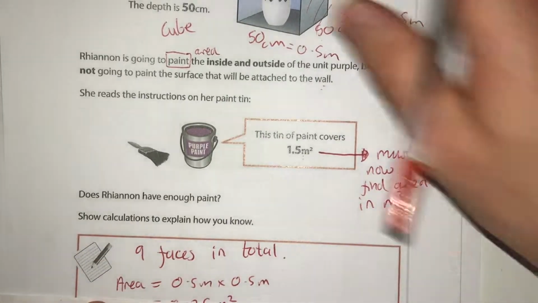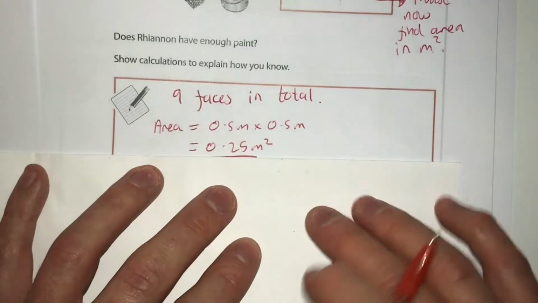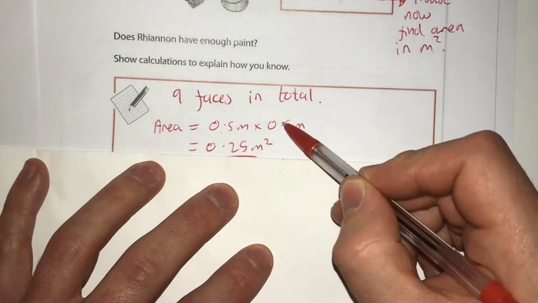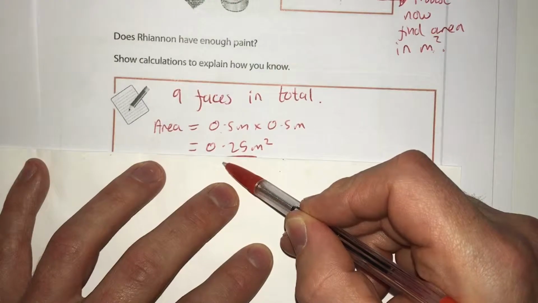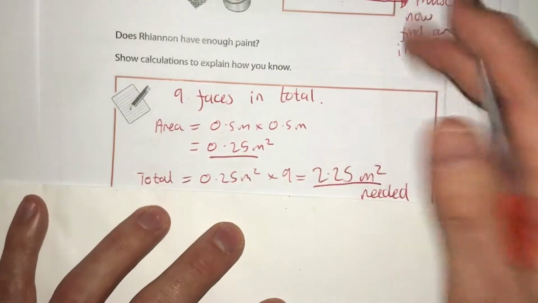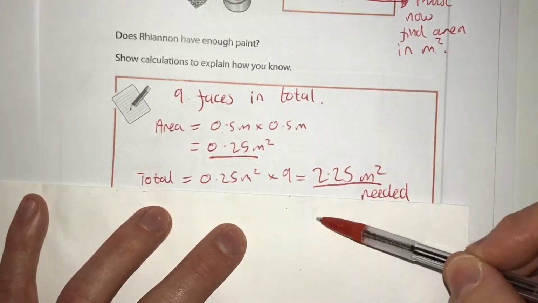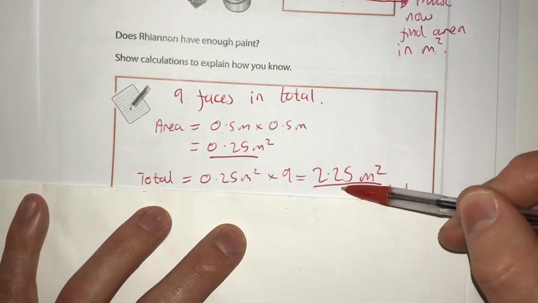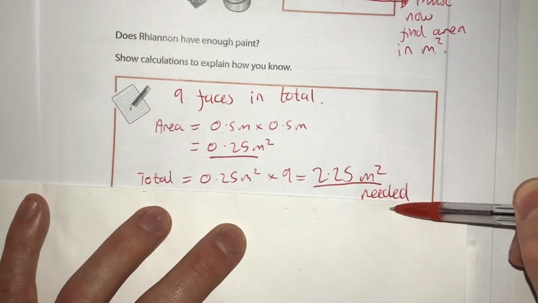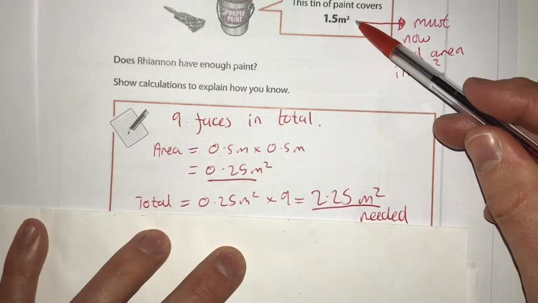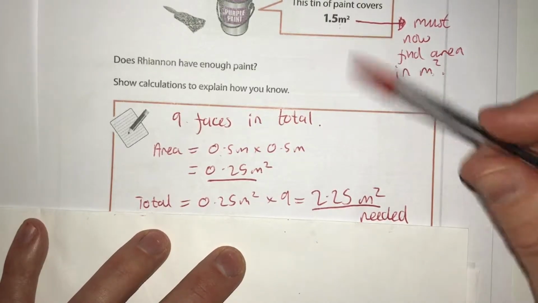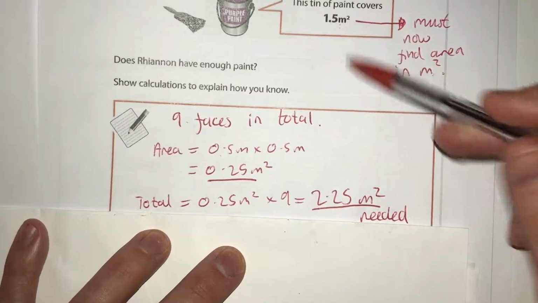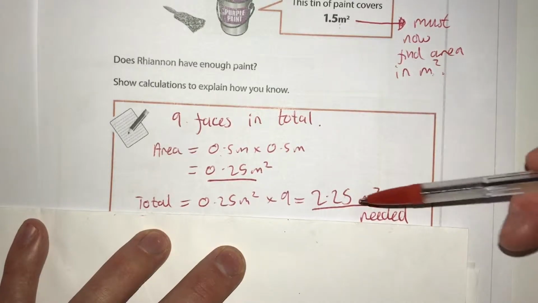So I'm going to start now by finding the area of one face, which is 0.5 times 0.5, so it's 0.25 meters squared. However, we knew there was 9 of them, so I've now multiplied that by 9, which tells me I need 2.25 meters squared. However, a paint was 1.5 in a tin, so do we have enough? Well, quite clearly we don't. 1.5 is what we have, 2.25 is what we needed.